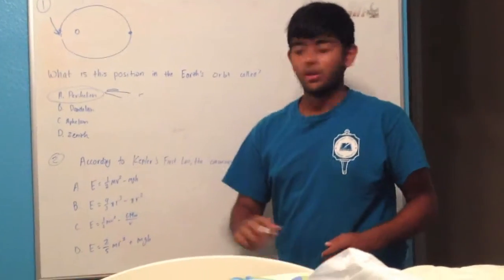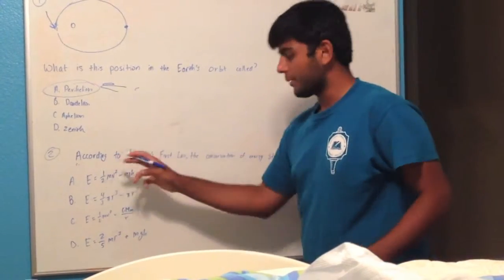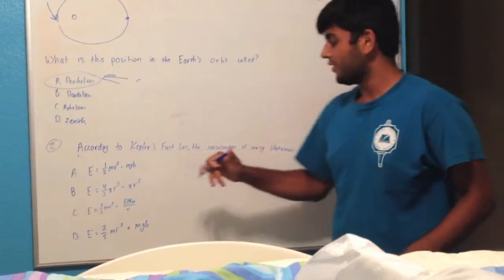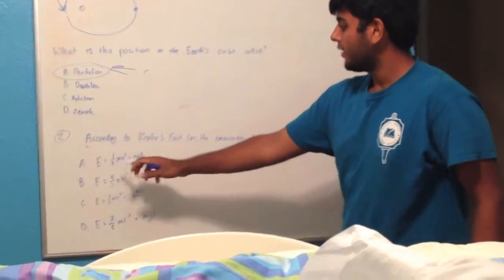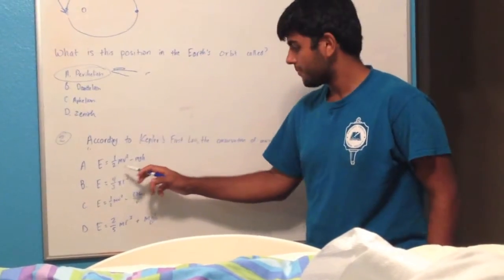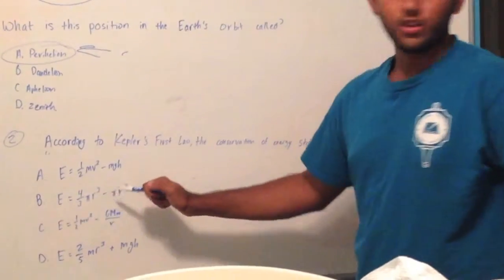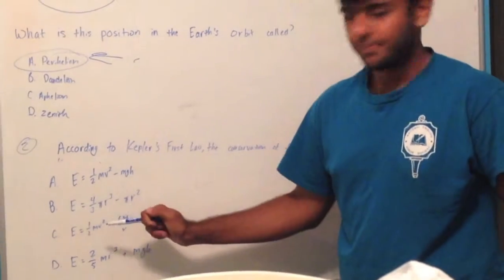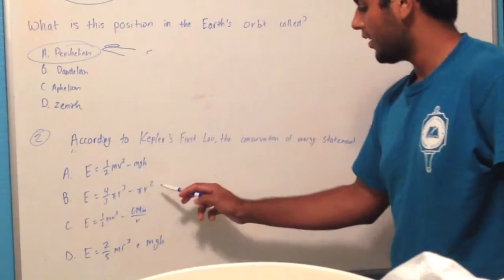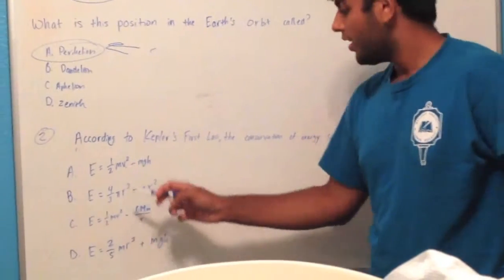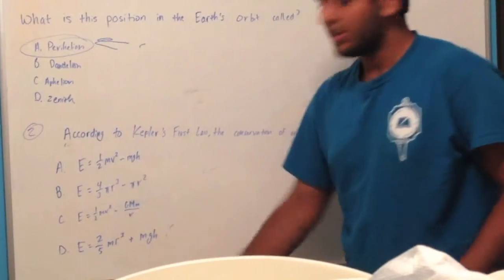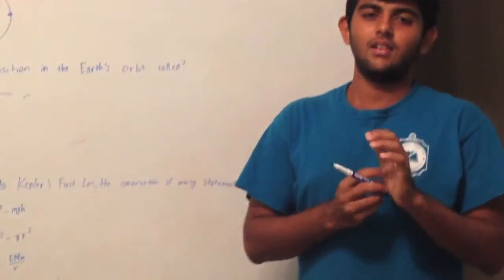So now, number 2. According to Kepler's first law, the conservation of energy statement can be written as A. The total energy is equal to 1/2 mv squared minus mgh. B. E is equal to 4/3 pi r cubed minus pi r squared. C. E is equal to 1/2 mv squared minus G capital M lowercase m over r. Or D. E is equal to 2/5 mr cubed plus mgh. So I'll give you 10 seconds to think about this one.